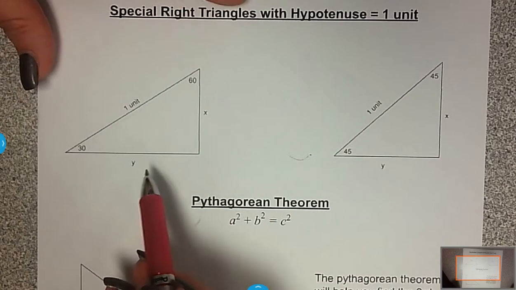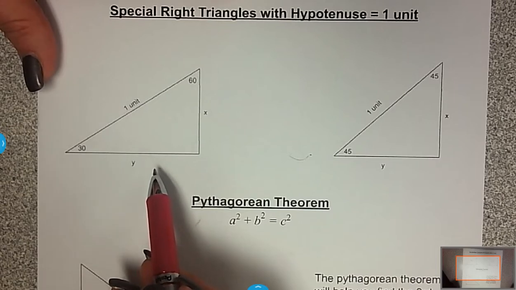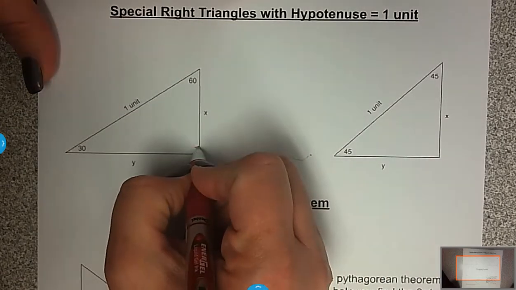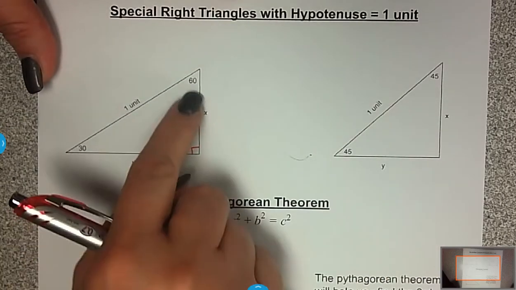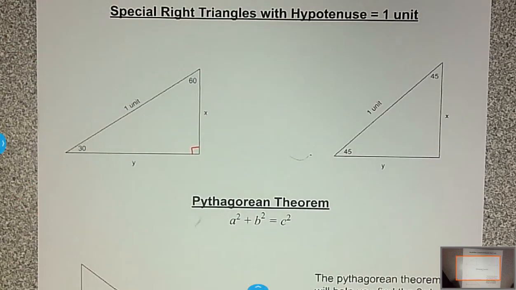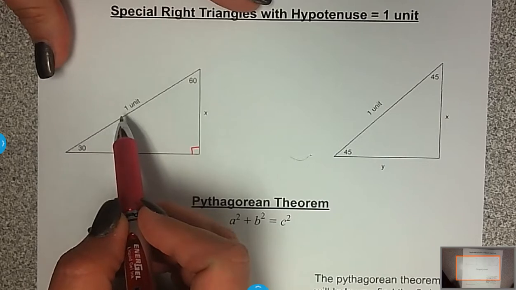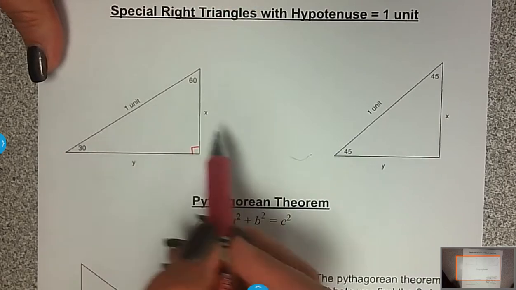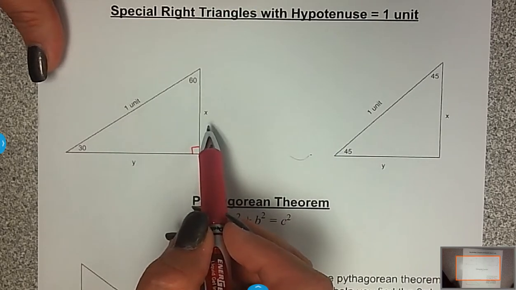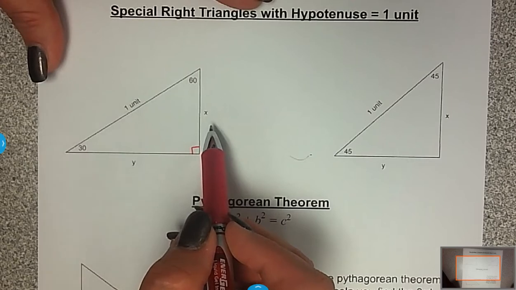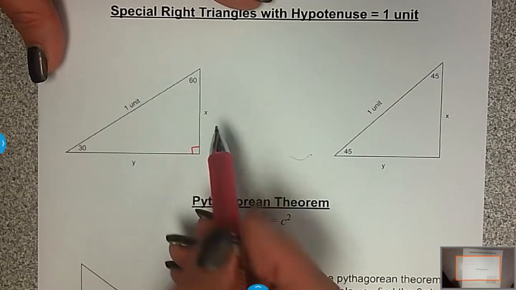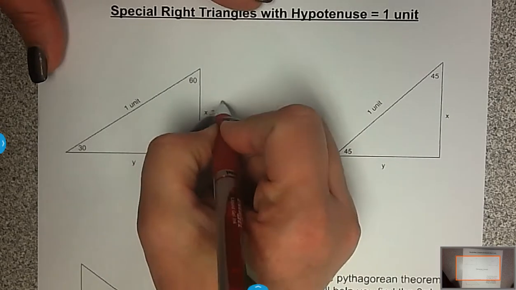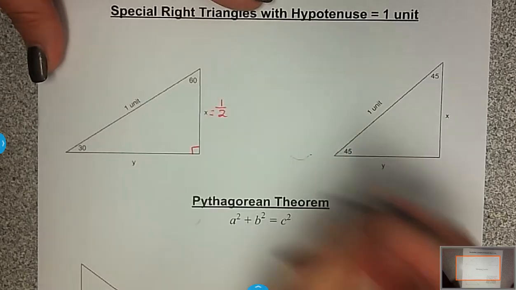So let's take a look here at this 30, 60, 90 triangle. This is my 90-degree angle. Here's 30 and here's 60. So what I've been given is the hypotenuse. Well, it is 1 unit. Well, remember, the short leg of your 30, 60, 90 triangle is equal to 1/2 of the hypotenuse. So the length of this short leg is 1/2.